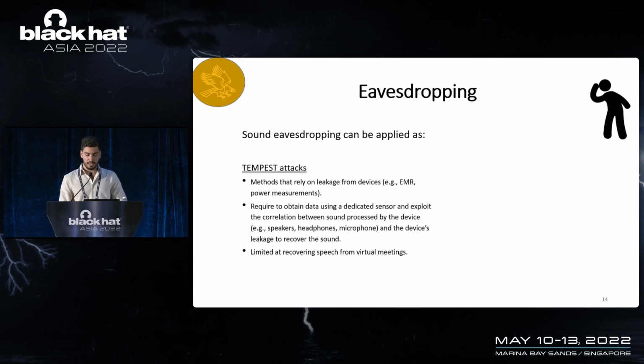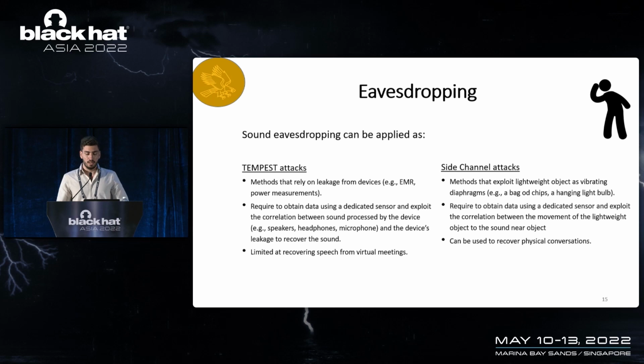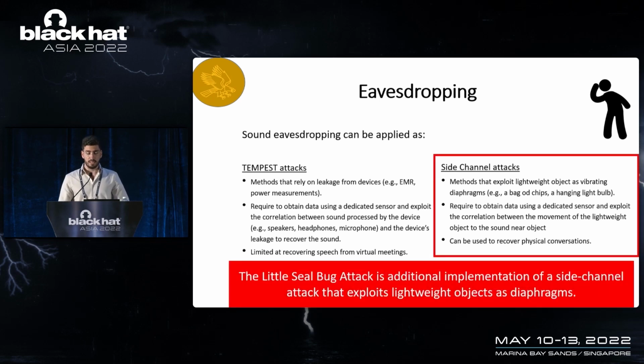The second type of attack is side channel attacks. Side channel attacks are methods that exploit lightweight objects as vibrating diaphragms and require obtaining data using a dedicated sensor, exploiting the correlation between the movement of the object and the sound played near it. But what's different here is that side channel attacks can be used to recover sound from both physical and virtual conversations. The little seal bug attack is an additional implementation of a side channel attack that exploits lightweight objects as diaphragms.